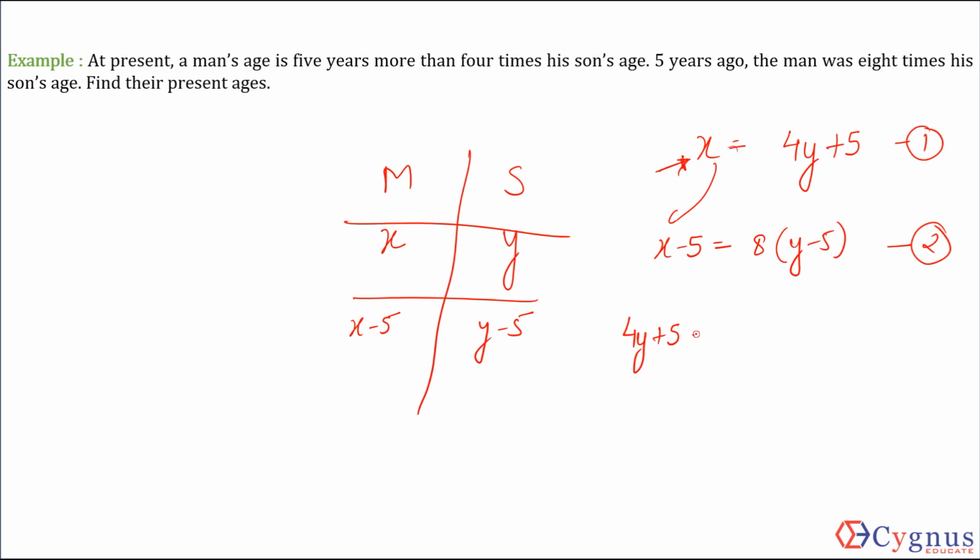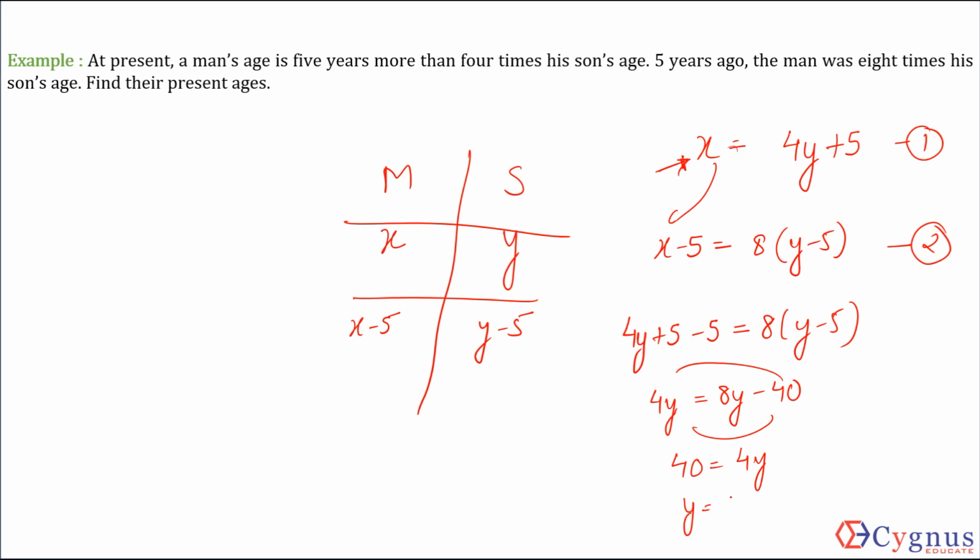4Y plus 5 minus 5 is equal to 8 times of Y minus 5. So I get 4Y plus 5 minus 5 will become 0. You get 8Y here minus 40. 40 comes on this side, 4Y goes on that side. You get 40 is equal to 4Y. So Y becomes how much? 10. So this is a question based on what? Ages.